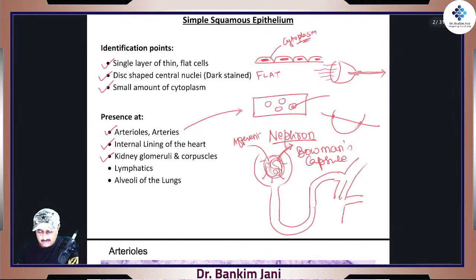So this is the Bowman's capsule. These are the convoluted tubules, right? Loop of Henle, collecting ducts, etc. So this is in general. We'll see it in more detail.